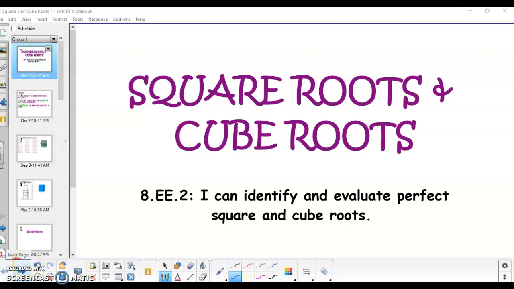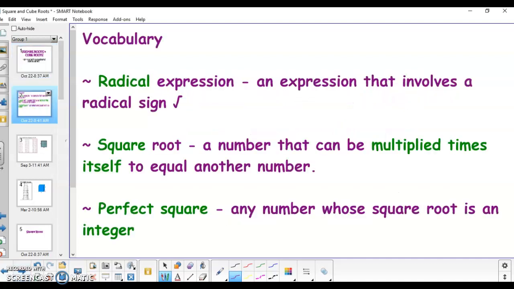Today we're going to look at square roots and cube roots. And by the end of the video, you should be able to identify and evaluate perfect squares and cube roots. First, let's get some vocabulary.